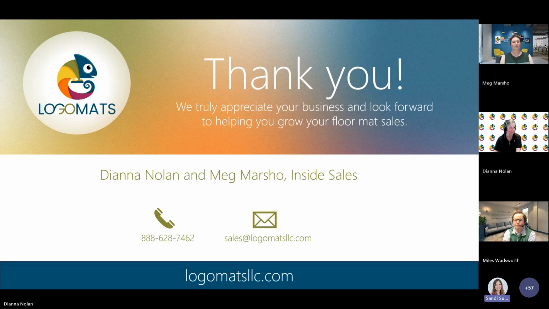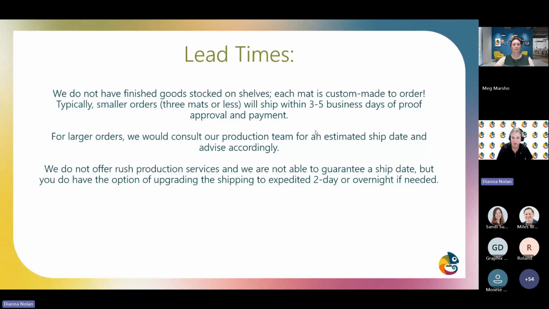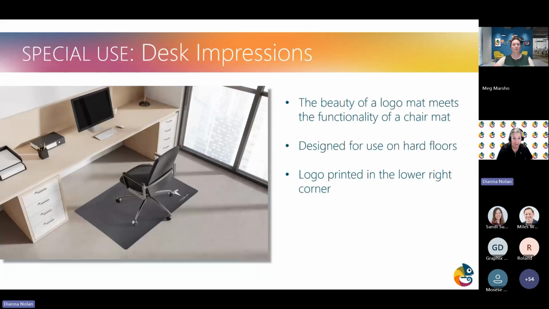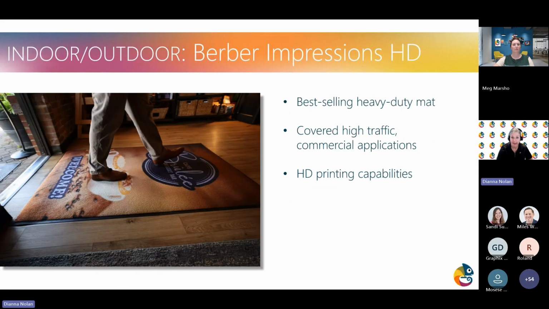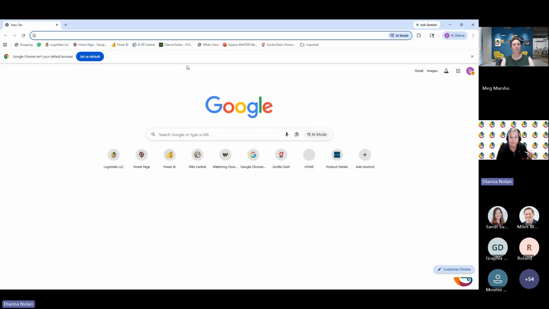All right, next question is, what products allow custom shapes? Great question. I'm going to hop back here to our Digiprint HD screen. The Digiprint HD, again, is our top selling indoor mat. These are available in custom shapes. So we can do round mats. We can contour to the outline of your client's logo. We do a lot of these for schools and for sports teams.